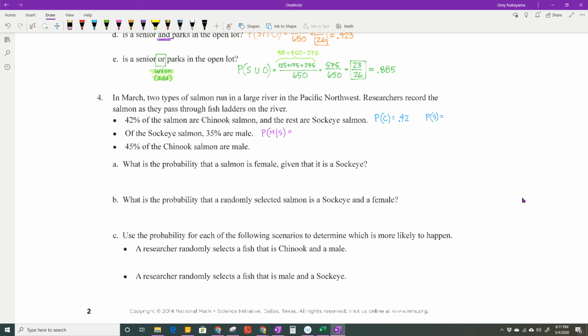Okay. Of the sockeye salmon is kind of like saying, given that it's a sockeye, 35% are male. So the probability of male given sockeye is 0.35, which means you can go figure out what percent are female. And 45% of the Chinook salmon are male. So it's going to be probability of male given Chinook. And that, of course, is 0.45. And you can go figure out what percent are female.